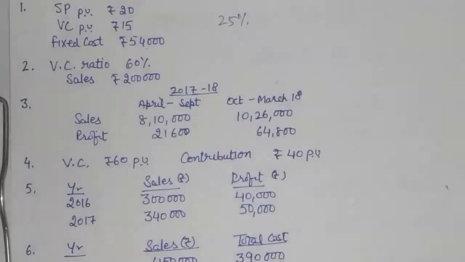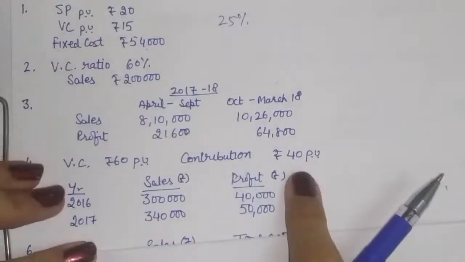Then the fourth question, we are given variable cost 60, contribution 40.